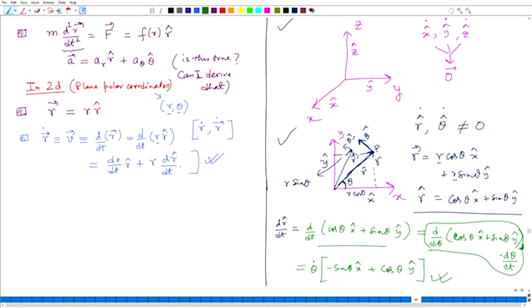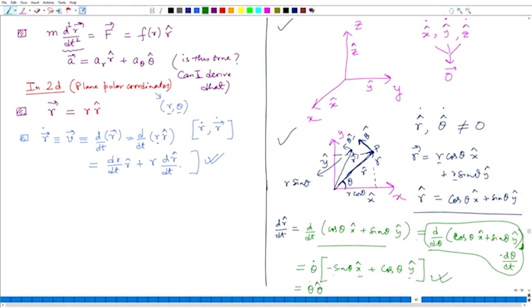So, minus sin theta i cap plus cos theta j cap. x and y are synonymous with i cap and j cap, as I told in a previous lecture. What is this? This is nothing but theta cap. That is why d dt of r cap is nothing but theta dot theta cap.